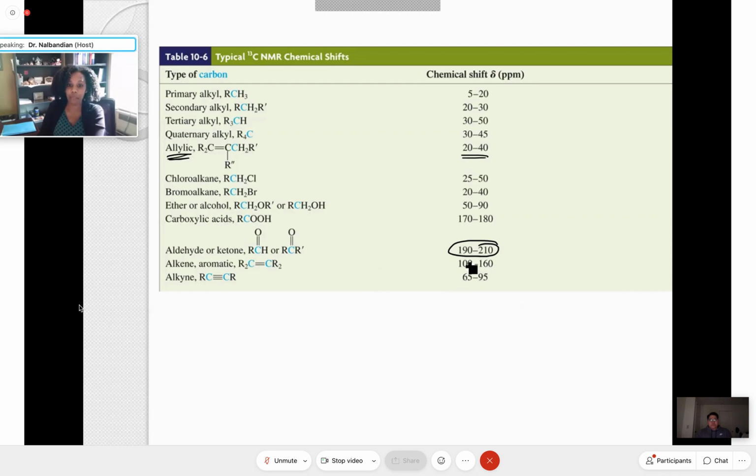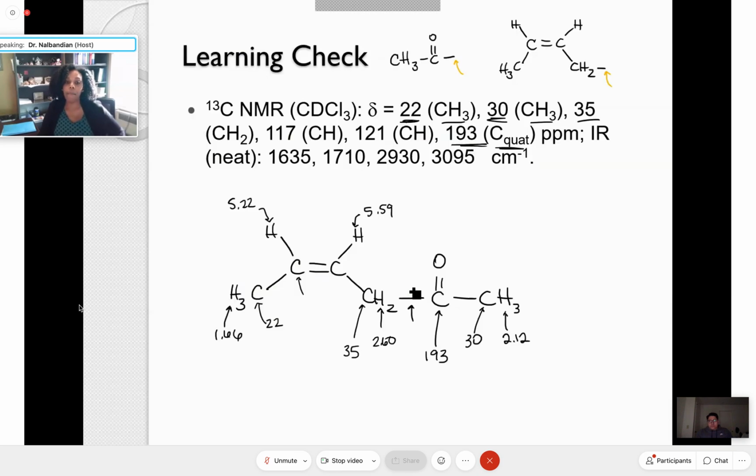The last thing we have would be our alkene. So 100 to 160 is where we would expect the alkenes. And so we have 117 and 121. Looking at the value, 5.59, closer to the carbonyl would be more deshielded. So that would be 121, and this would be 117. So this would be what I need to have in the end.